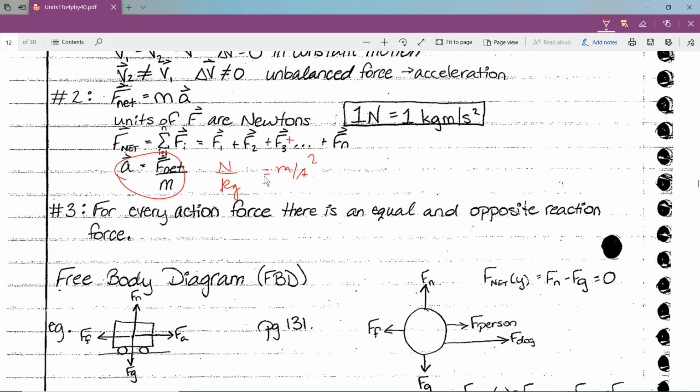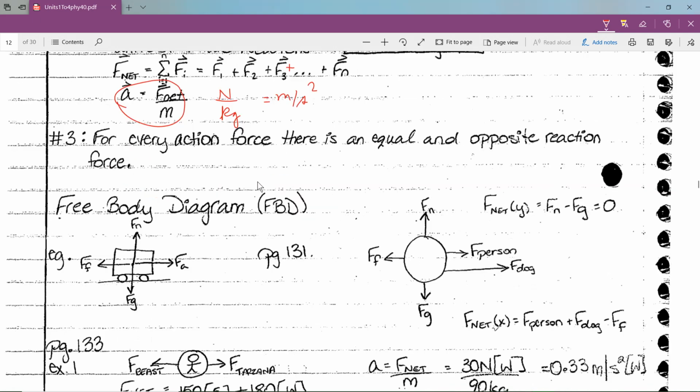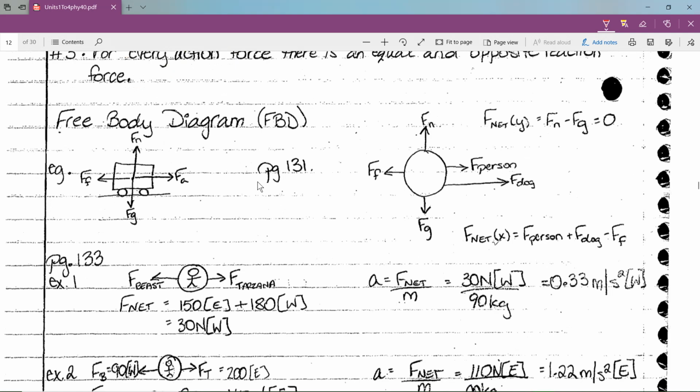And then the third law, which we don't talk that much about in the course: if you have an action force, there's an equal and opposite reaction force. So if I push against the wall with my hand, the wall's pushing back on me. And again, Flipping Physics does a really good example of how this all works for the third law. So our main focus is going to be on Newton's second law.